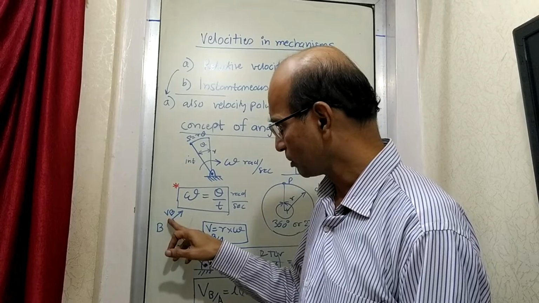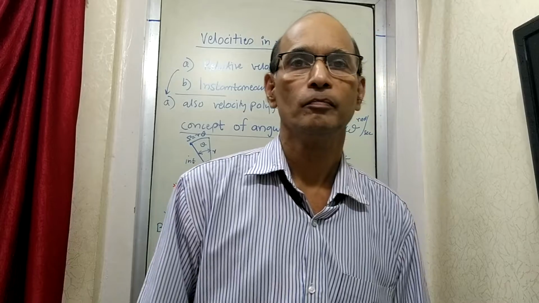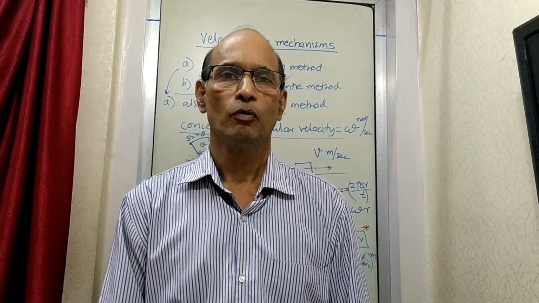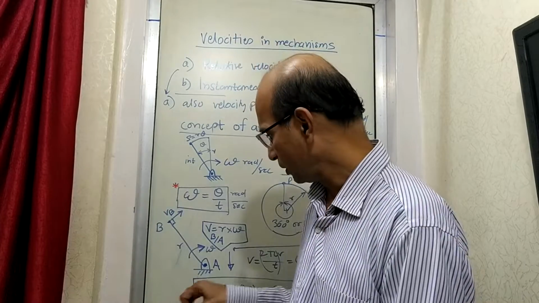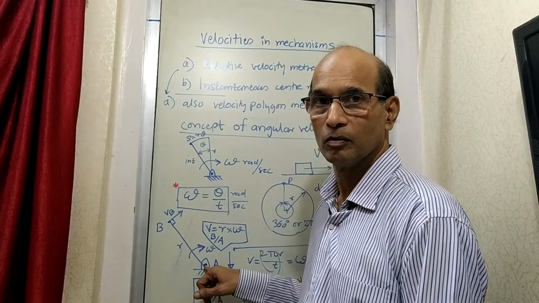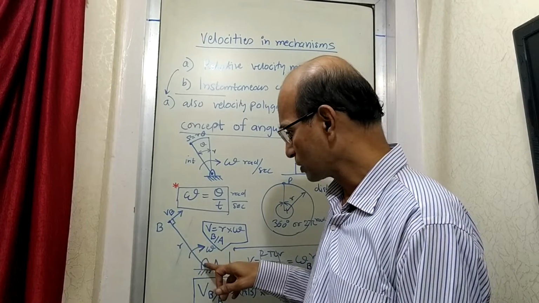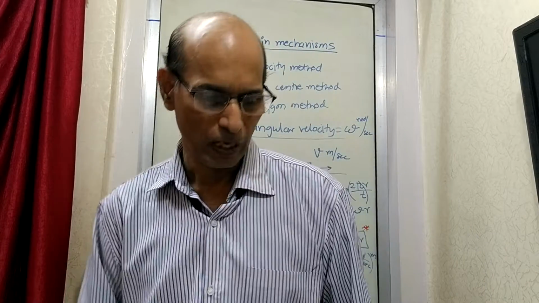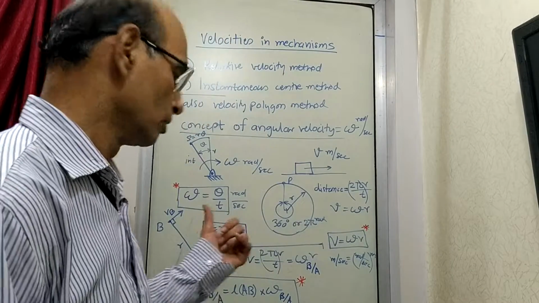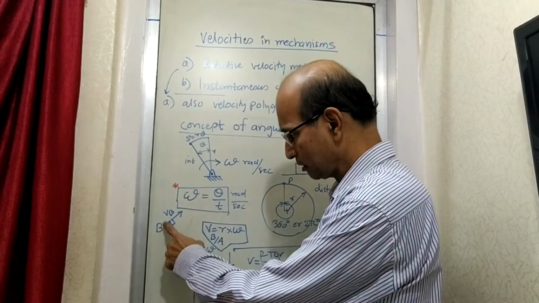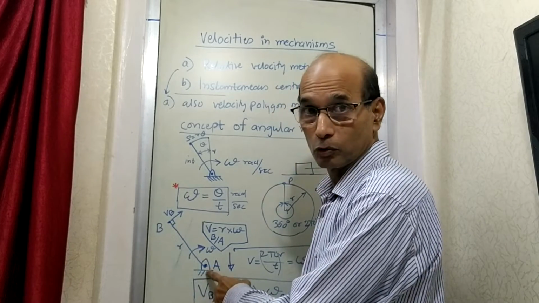Velocity of a point on a link is equal to velocity of a known point on a link. We know A is also on a link and we know its velocity is 0. So it is equal to velocity of a known point on a link plus velocity of that point with respect to the known point.